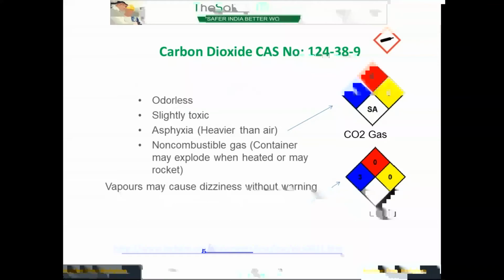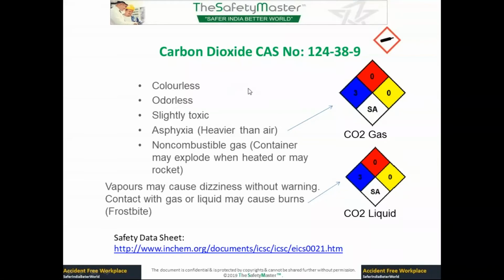And a lot of this carbon dioxide is used for making clouds and all that stuff in drama and dance as well as in movies. Okay, so this has to be taken into consideration, because it's heavier than air, that's why you find the clouds on the ground and you feel that you are on top of a cloud or something. But there is a hazard here, because prolonged exposure can lead to dizziness without warning. Okay, and then frostbite.